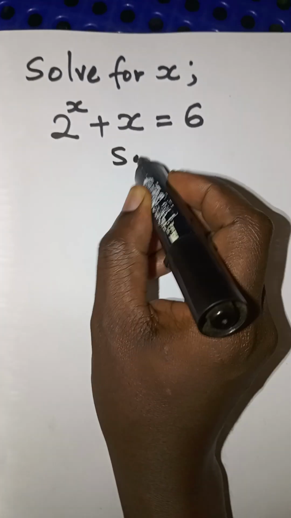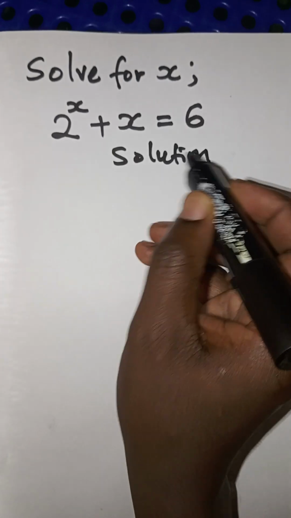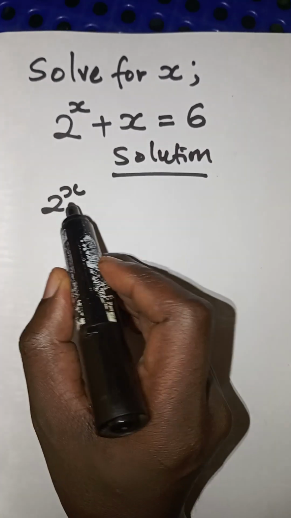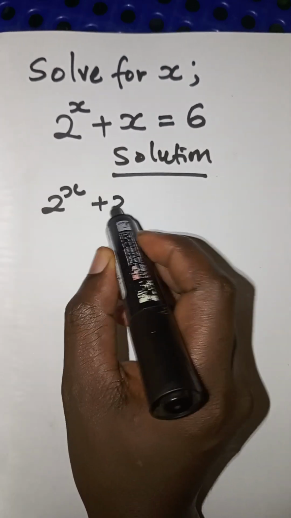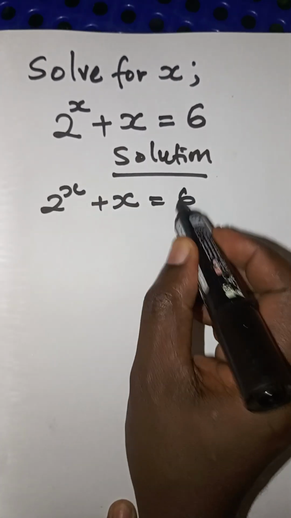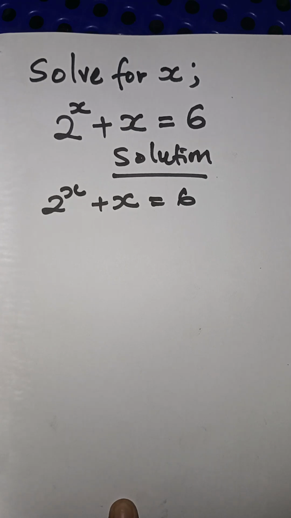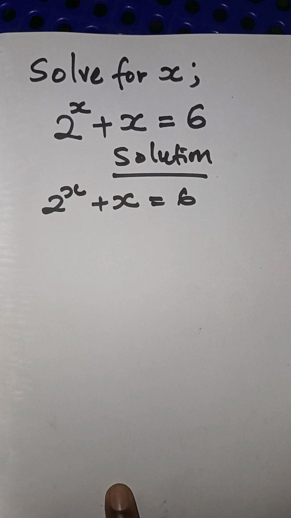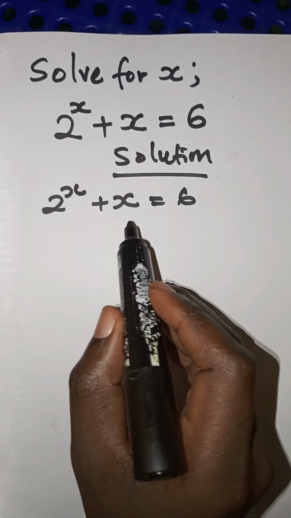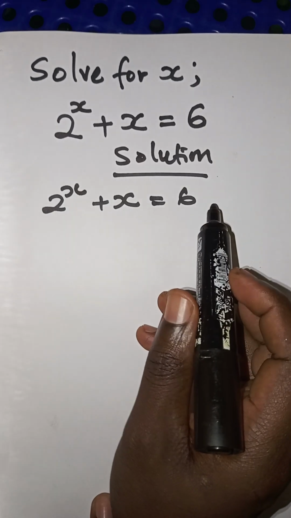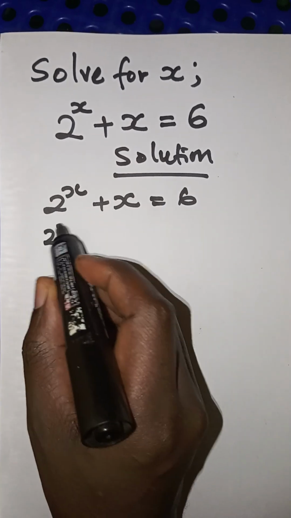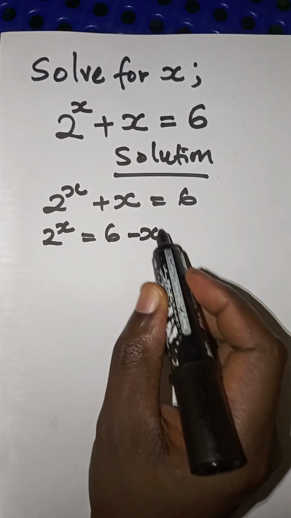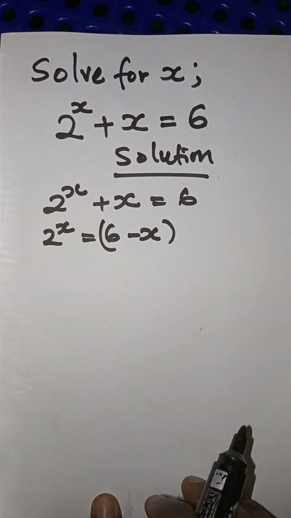So straight away, let us dive into the solution. We need to identify the value of x. When I substitute here and here, then the output should be equals to 6. The first step that I'm going to do, I'm going to take x on the other side so that I get 2 raised to x is equals to 6 minus x.